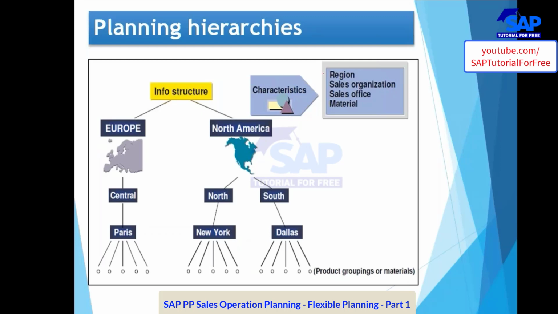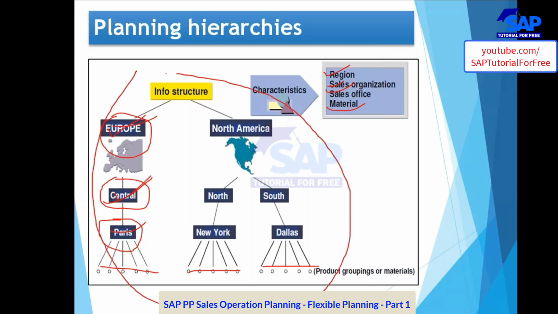So here your characteristics are, let's say, region, sales organization, sales office, and material. Europe is your region. Central is your sales organization, and Paris is your sales office. This is your region, this is your sales organization, and this is your sales office. Under this, you will have materials. So this is how a typical planning hierarchy looks.